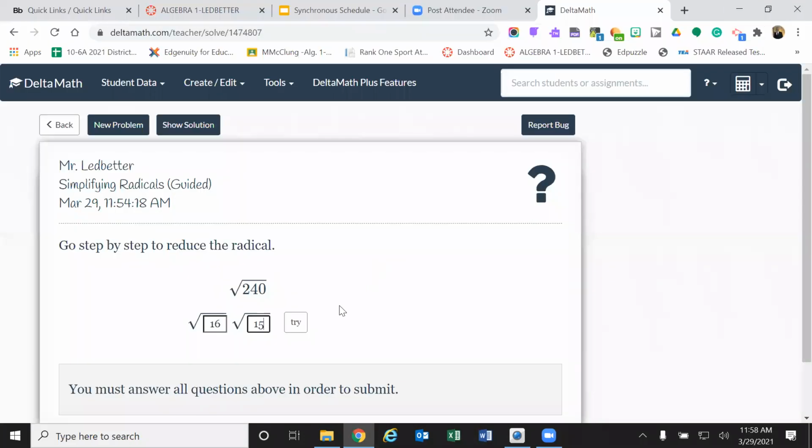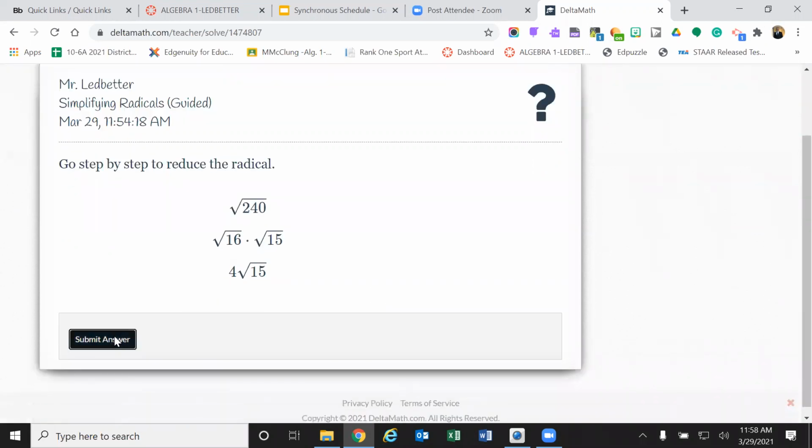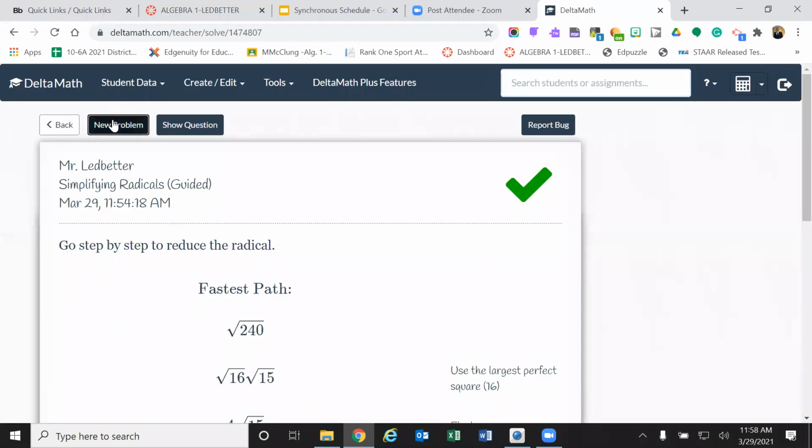All right, so we got 15 times 16. What number times itself gives me 16? That is 4. And we don't have any numbers that give me 15, so we leave 15 there. And then that will be my answer. All right, so hopefully they'll give me another one of these, and so we can do another one.